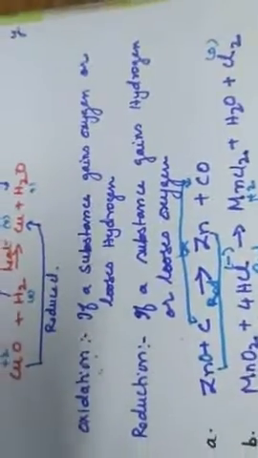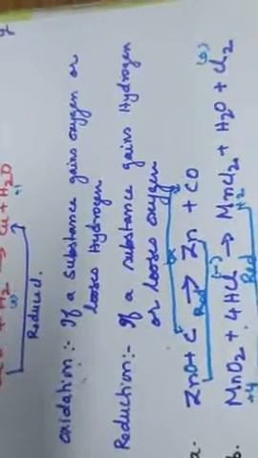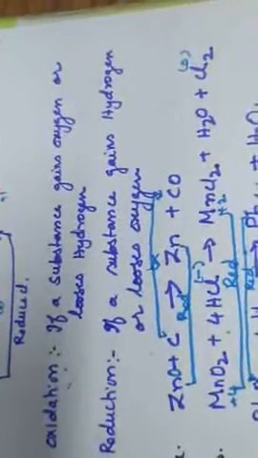Let us see the definition once again. If a substance gains oxygen or loses hydrogen, we call it oxidation. If a substance gains hydrogen and loses oxygen, we call it a reduction reaction.